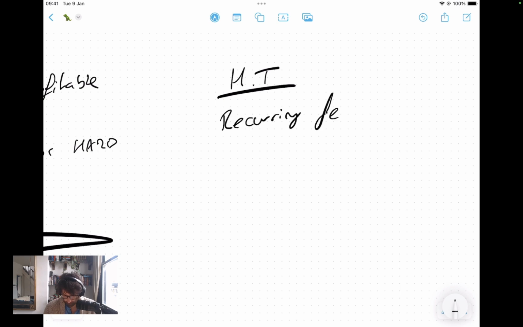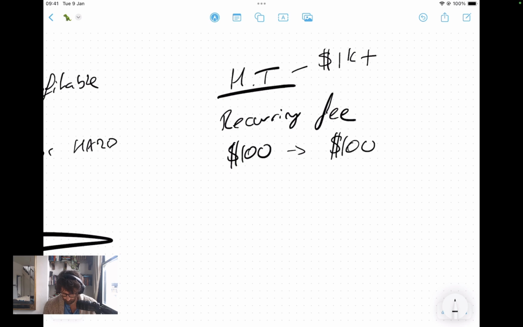Okay. So high ticket is anything $1,000 plus. Usually with high ticket stuff, you're looking at $2,000 plus. Recurring fee obviously is rather than charging somebody, say $100 for a thing, you're then charging them $100 a month for access to that thing.